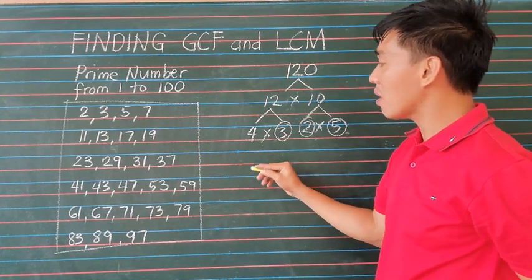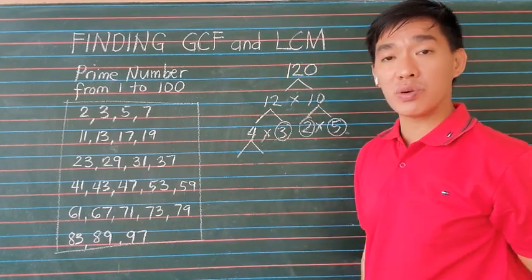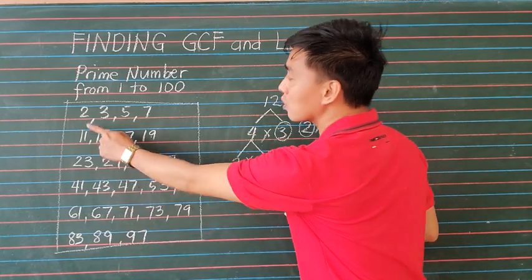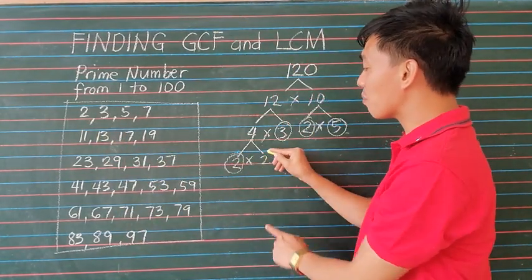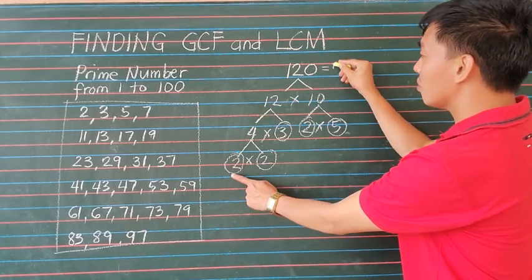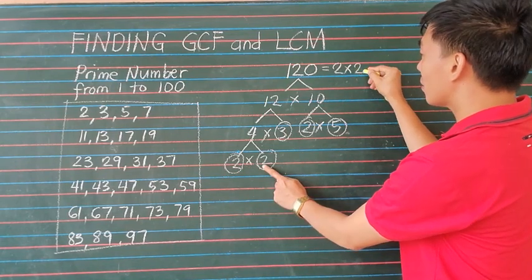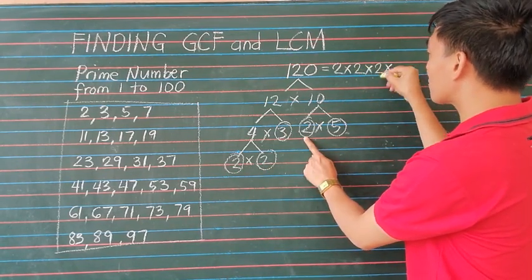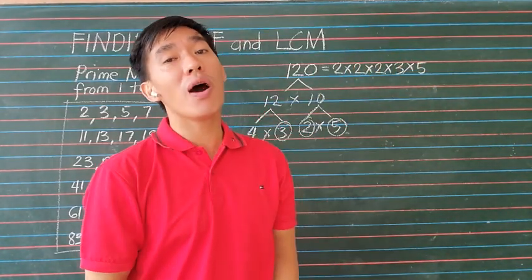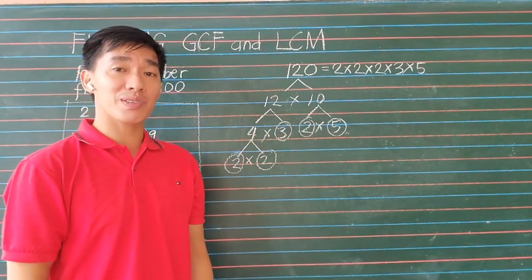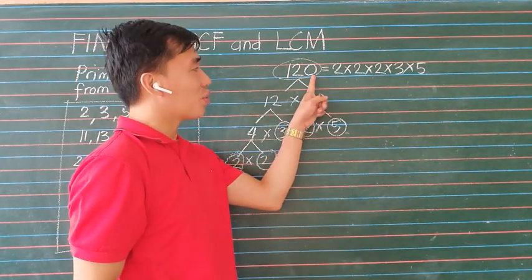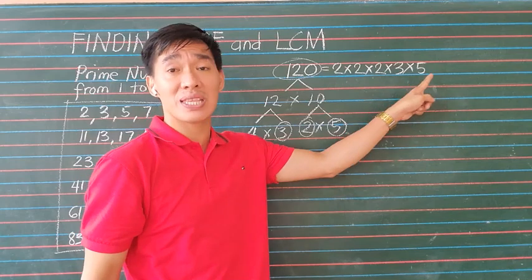So, therefore, the last thing that we have to do is to factor out 4 again. So 2 times 2. Well, 2 is a prime and 2 is a prime. Therefore, the prime factorization of 120 is 2 times another 2 times another 2 times 3 times 5. If possible, arrange your factors from smallest to biggest. So the prime factorization of 120 is 2 times 2 times 2 times 3 times 5.